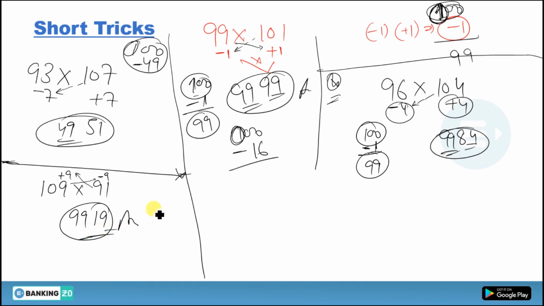This is quite simple, guys. You can easily solve this question in 2 to 3 seconds only. Let me show you an easy question. Suppose you have to multiply 111 into 89. What are you going to get? This one is plus 11, this one is minus 11. You're going to get minus 121.